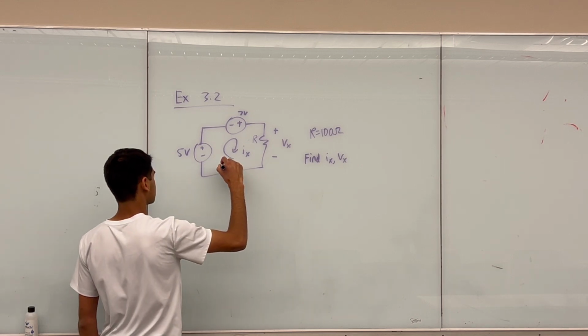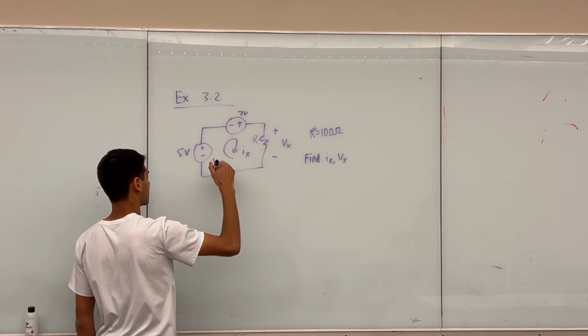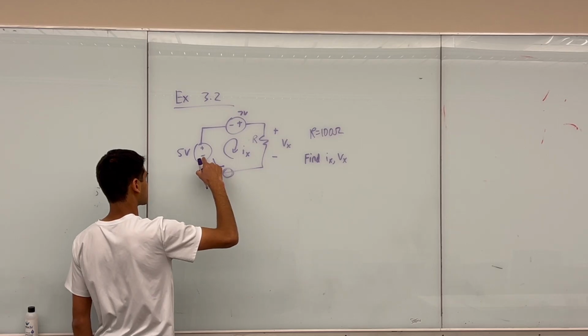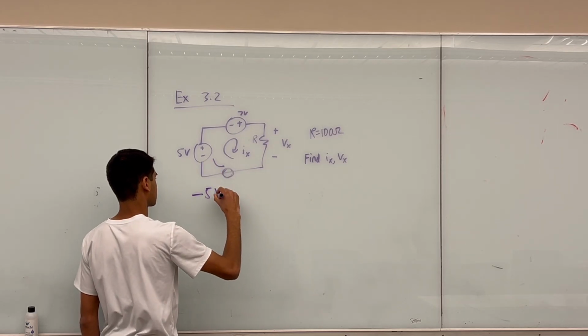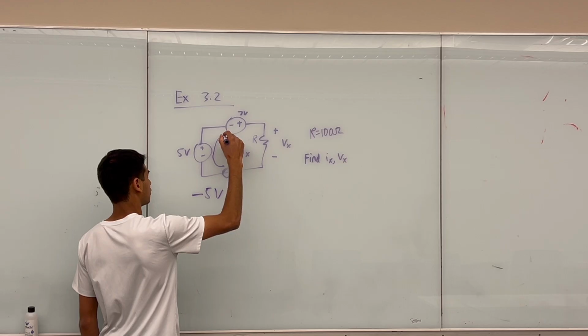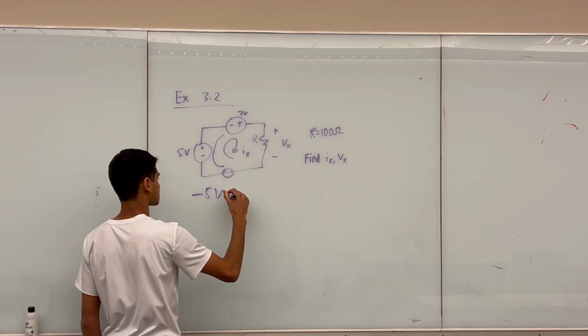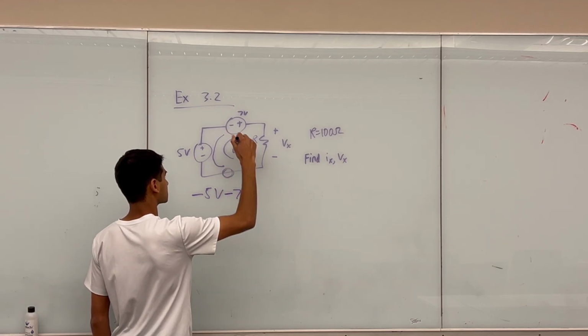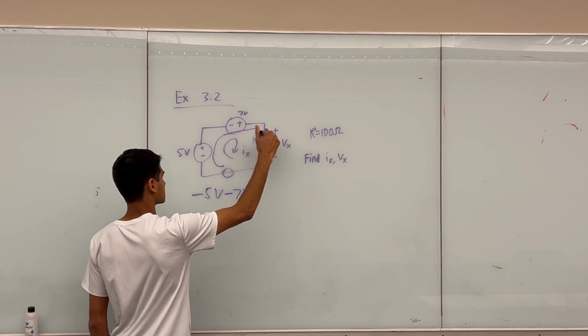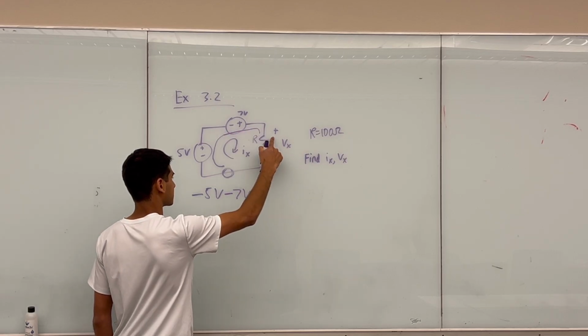I'm going to start at this node right here, and as soon as I come to this voltage source, I hit a minus sign. So I'll write minus 5 volts. As I keep walking around the loop, I hit another minus sign with minus 7 volts. Finally, when I hit this resistor, I hit a plus sign with plus Vx.